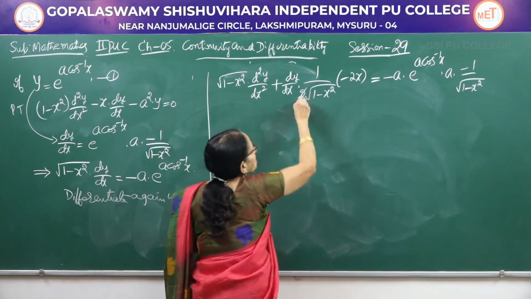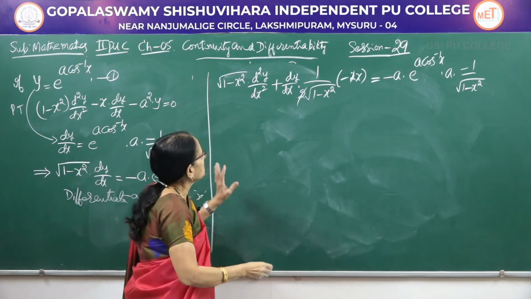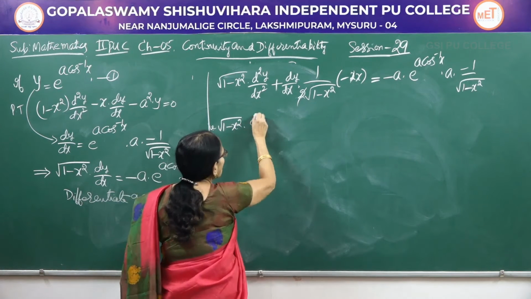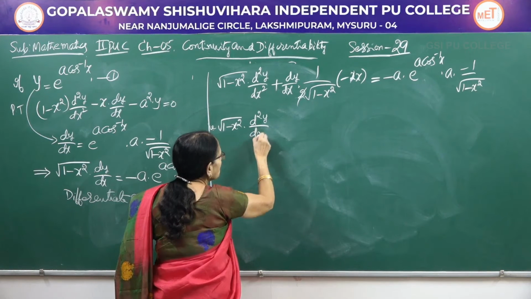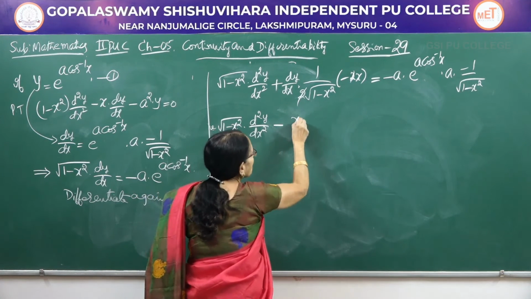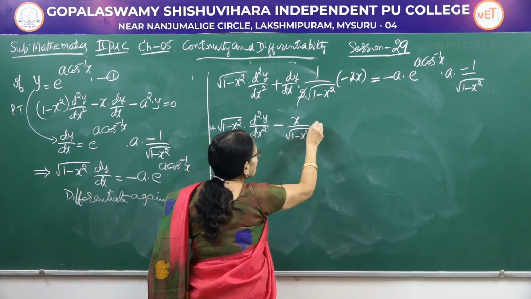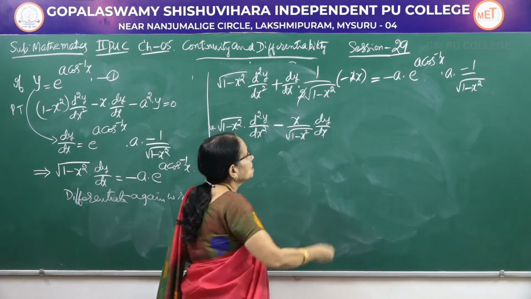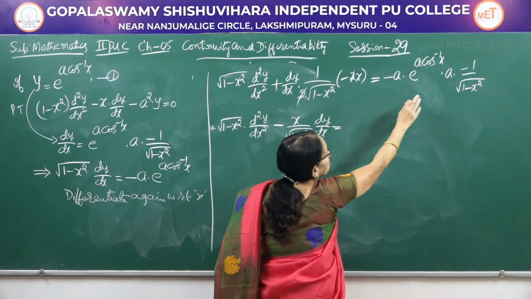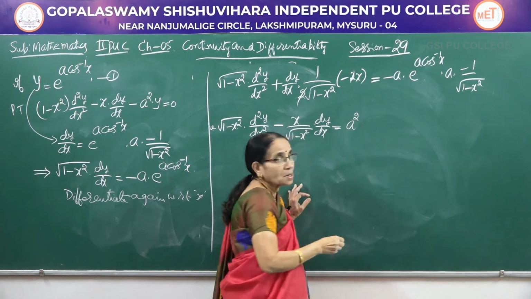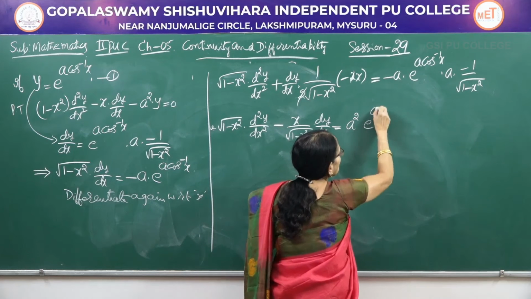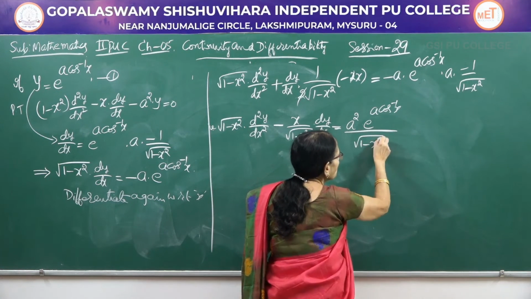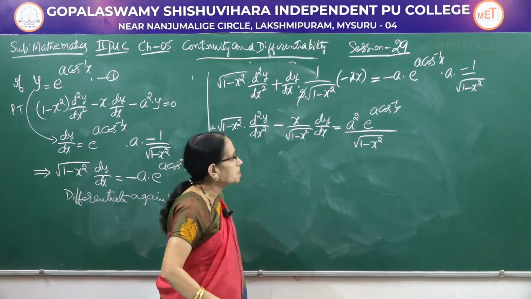Now, only the 2 can be cancelled here. Let me write it properly. Root of 1 minus x square into d square y by dx square minus x divided by root 1 minus x square into dy by dx, and this is equal to minus a into minus a, it becomes plus a square into e to the power a cos inverse x divided by root of 1 minus x square.